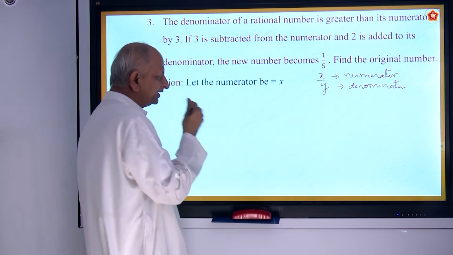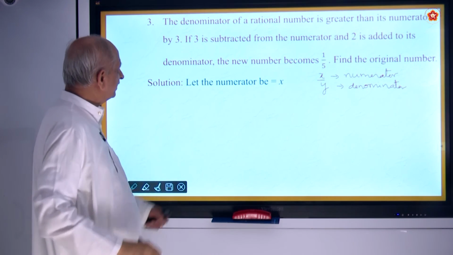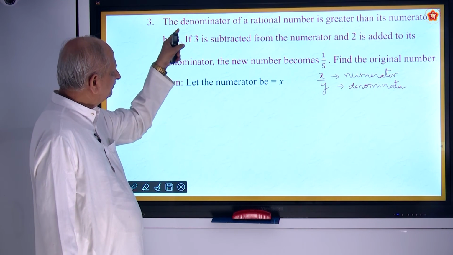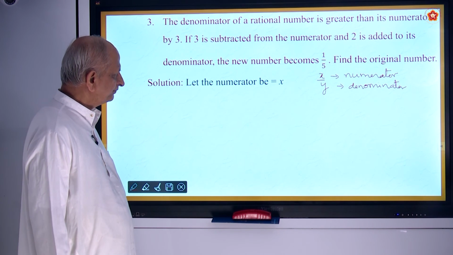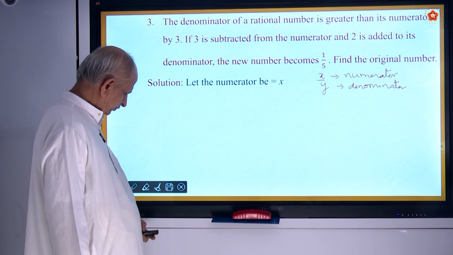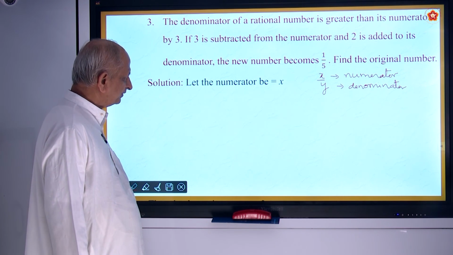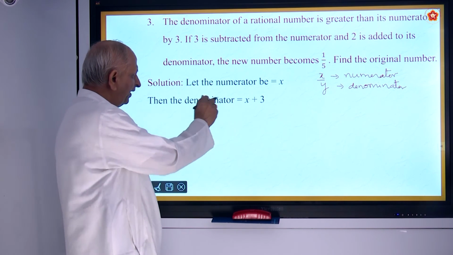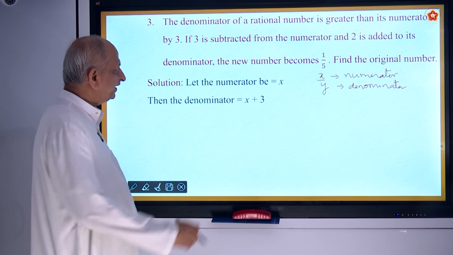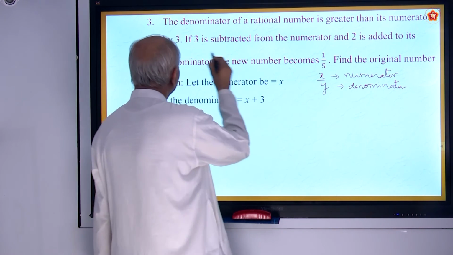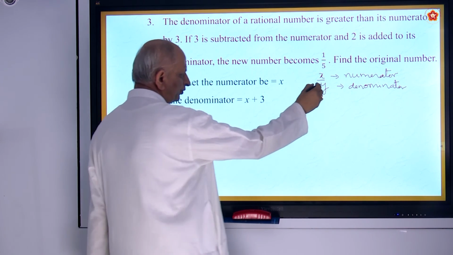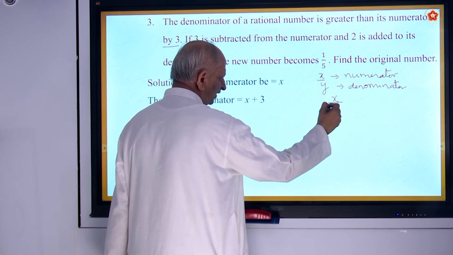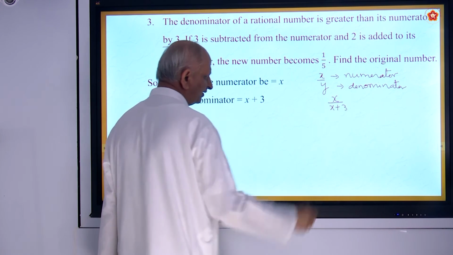So be clear. That's why I did not read the next sentence. Here they are telling about a denominator of a rational number that is greater than its numerator. So we will take numerator as x. Now what happens to denominator? That is 3 greater, by 3. So x plus 3. So here x is a numerator, this becomes x plus 3, that is the meaning.